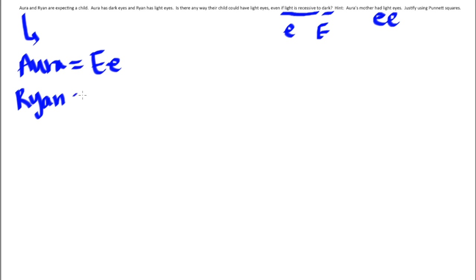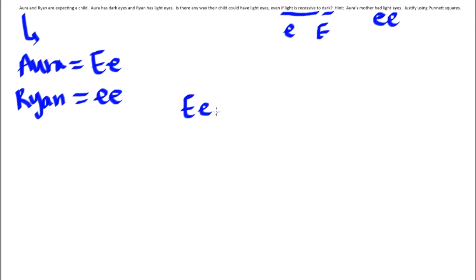So for Aurora to have dark eyes and her mother was ee, Aurora's genotype has to be Ee. All right, and Ryan has light eyes, so he's got to be ee. All right, so now it says, is there any way their child could have light eyes? Okay, so let's take a look.